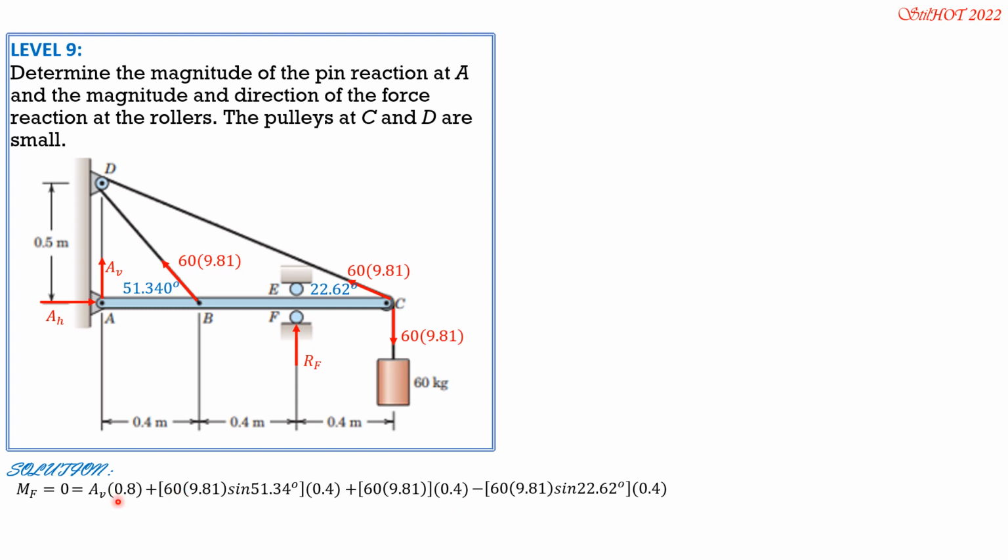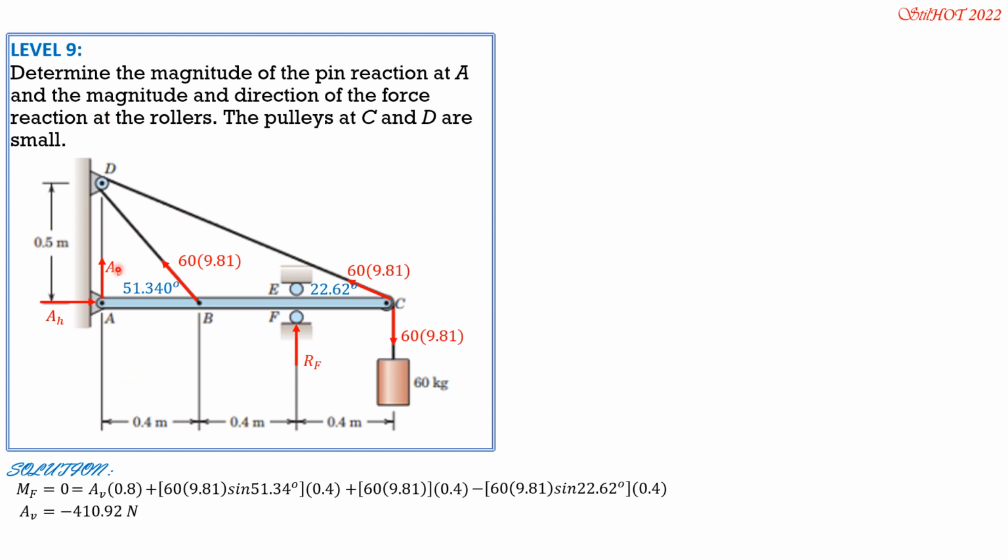So we can solve AV, use your calculator there. AV is equal to negative 410.92 newtons. So meaning to say I wrongly assigned the direction, so it's downward. It's good that we sometimes experience a situation where the direction is wrong, so that you know how to correct it. But there's no need to correct because we are just asked to compute for the magnitude of the pin reaction at A.